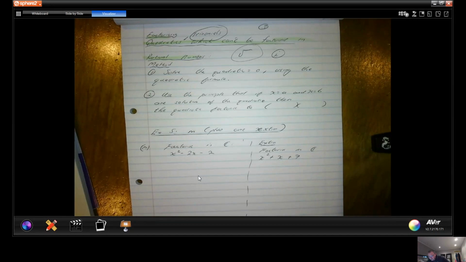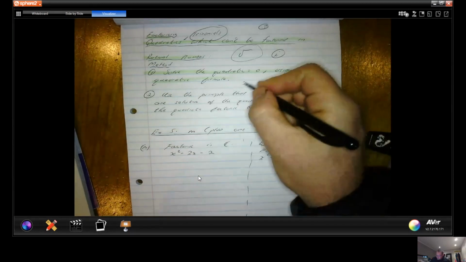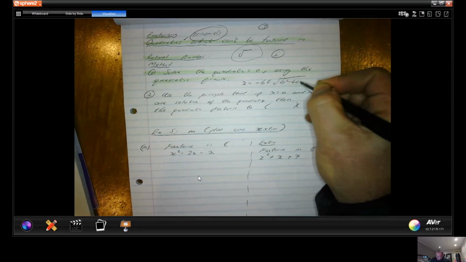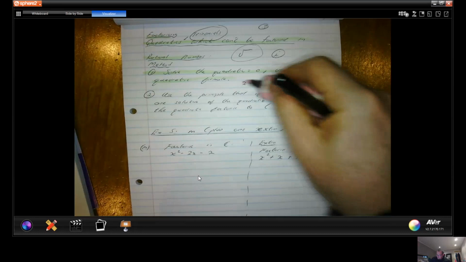So your first thing you're going to do in these questions is the alternate method I showed you for the previous ones. You're going to let the quadratic be equal to 0, and you're going to solve it using the quadratic formula. The quadratic formula being x is equal to negative b plus minus the square root of b squared minus 4ac, all over 2a. So you're going to solve using the quadratic formula.